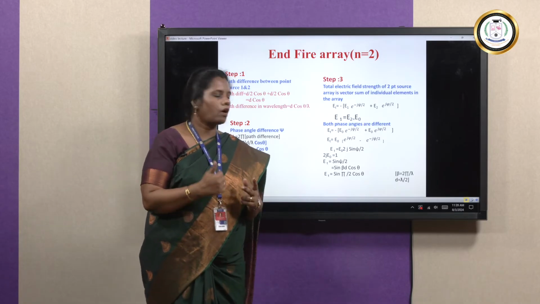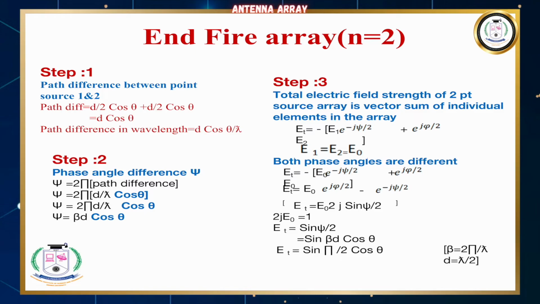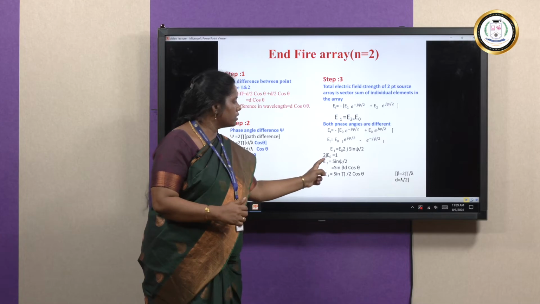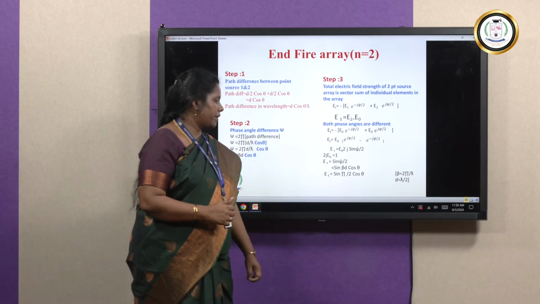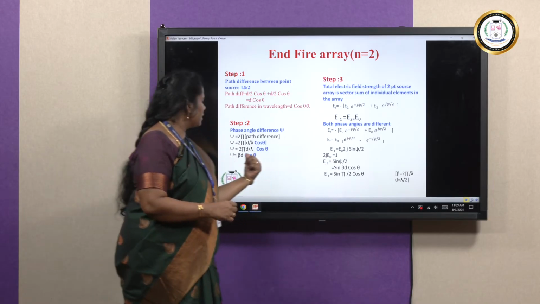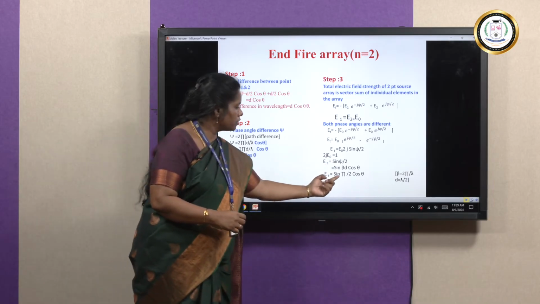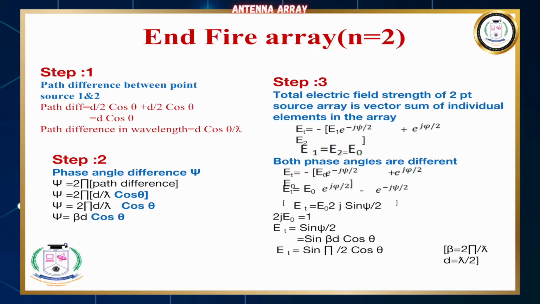Similarly, for in phase and out of phase conditions, because of the minus sign, the minus will be introduced inside. So, Et is equal to E naught e power j psi by 2 minus e power minus j psi by 2. So, Et is equal to E naught 2j sin psi by 2. Taking 2j E naught as 1, Et is sin psi by 2. Psi is nothing but beta d cos theta, just substituted. So, we get the total field strength as sin of pi by 2 cos theta.